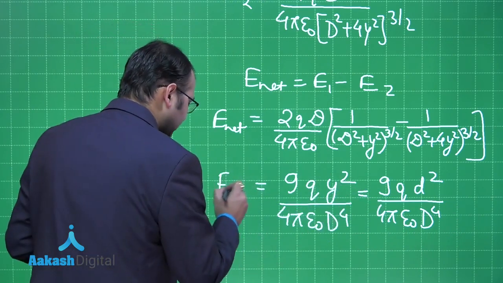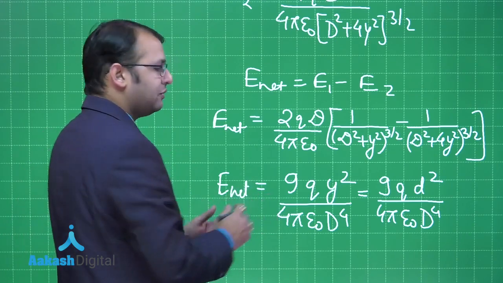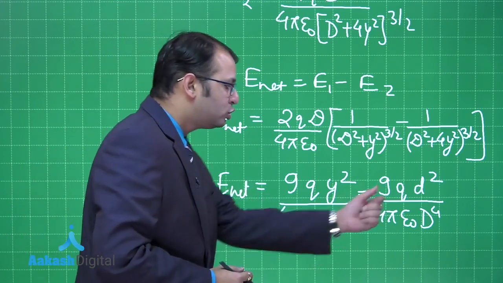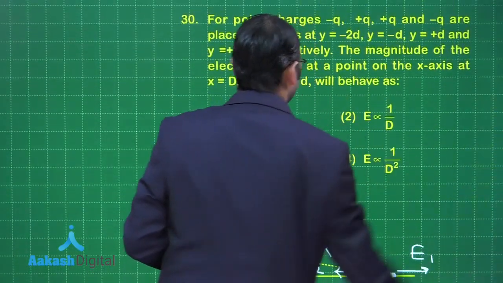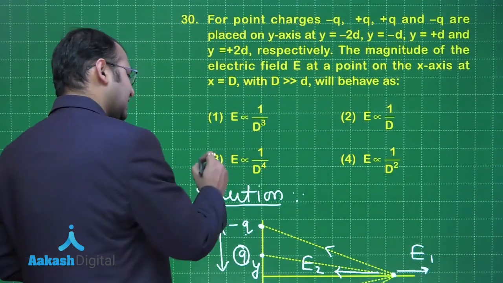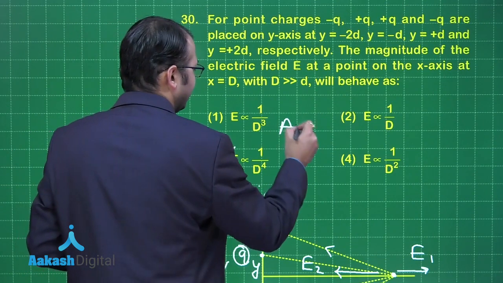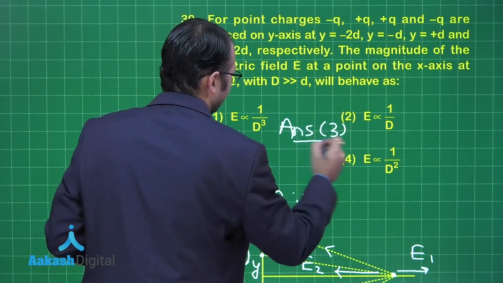So we have found our E net proportionality as per the given relation. E net is inversely proportional to capital D power 4. Let's see which is the best suited option there. So among the 4 options given, yes, option number 3 is the right answer for this question.